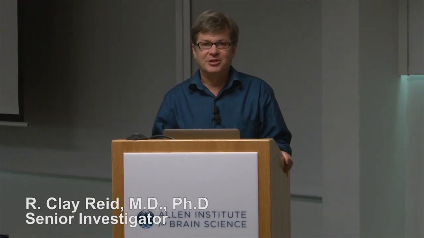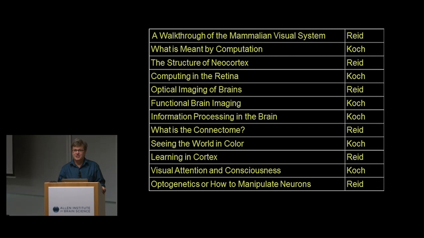So this is the fifth lecture in Christoph Koch's and my series of lectures on the visual system and neural computation. And the title of this talk is Optical Imaging of Brains. And I decided, alongside showing all of the wonderful new techniques that have come out over the past several decades, to step back a bit and show why we need new techniques, or why we needed new techniques.